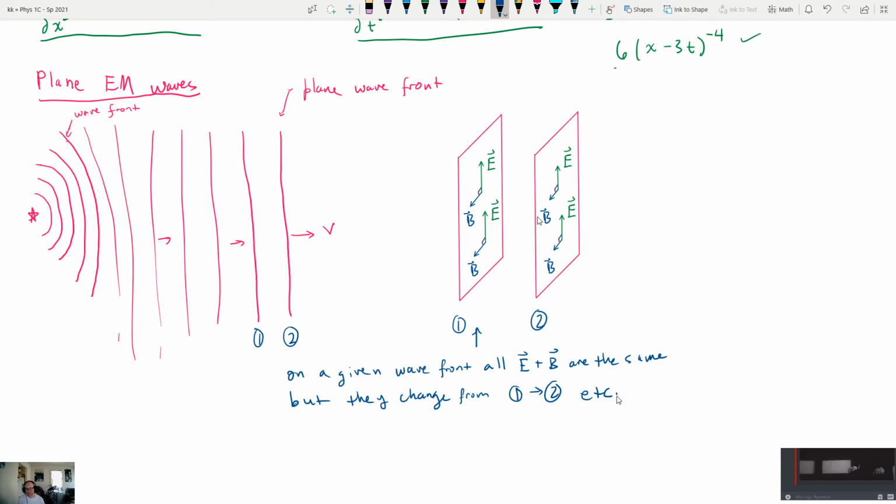I'll just stop right there because I know this is really complicated. Does this make sense? Yes. Does anyone have any questions?